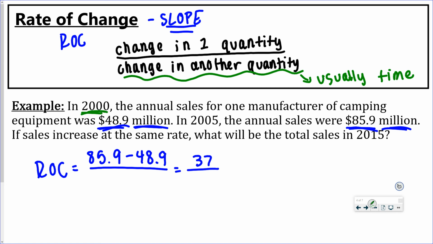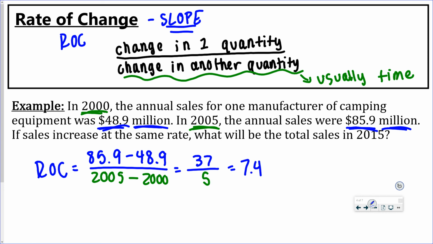All right, now my change in time is obviously 5 years. In 2005, and remember these should always match, we had that 85.9 million. And in 2000 we had that 48.9 million. So obviously my change in time was 5 years. Now this is the weird case when we don't want to keep our rate of change as a fraction. So if we do 37 divided by 5, we get 7.4.